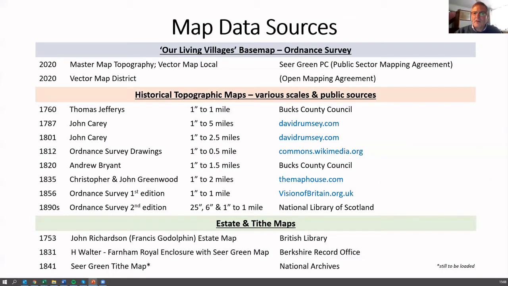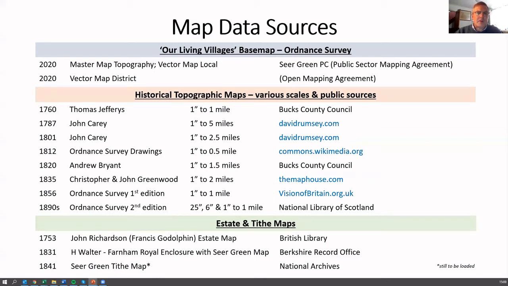We've used the kind support of Seer Green Parish Council to access the highest detailed maps that the Ordnance Survey produce, what the Ordnance Survey call their MasterMap Topography. And that's then available through the Parish Council through a public sector mapping agreement. The regional vector map district data is available to us open source.